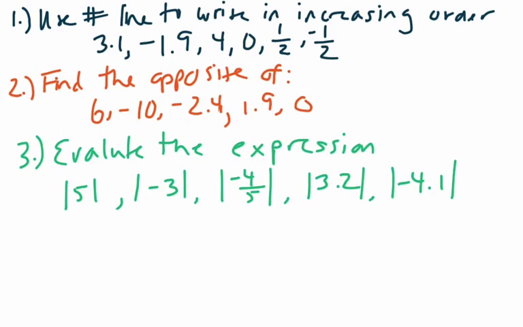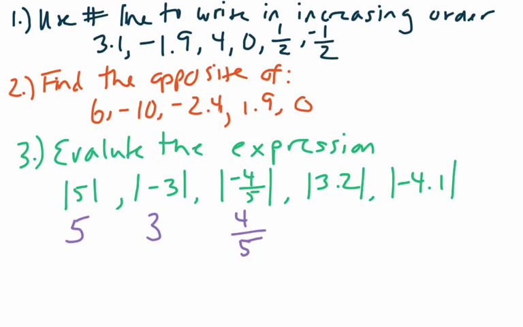Next one is to evaluate the expression. So that is just assessing whether or not you remember or understand what absolute value is. So the absolute value is distance from 0. So how far away from 0 is 5? It is 5 units away. How far away from 0 is negative 3? It is 3 units away. How far away from 0 is negative 4/5? Don't let the fact that it's a fraction throw you. Math is awesomely consistent. So whatever the definition of absolute value is, it's not going to change. So the distance from 0 of negative 4/5 is 4/5. It's just in the negative direction.